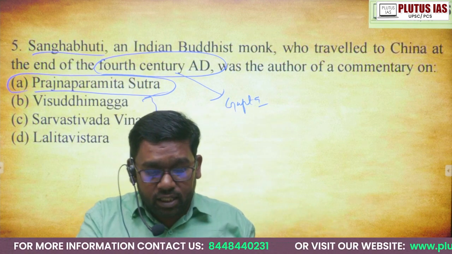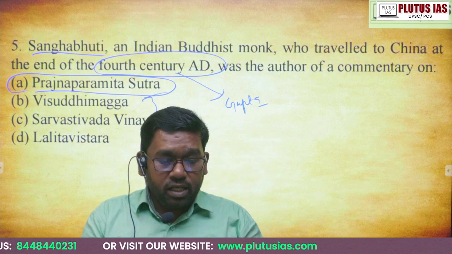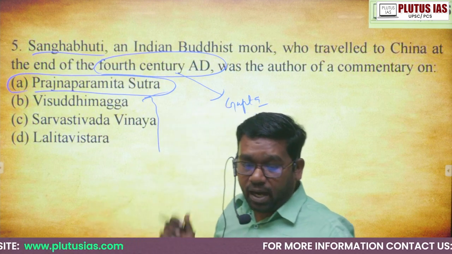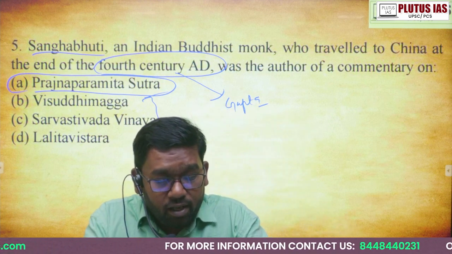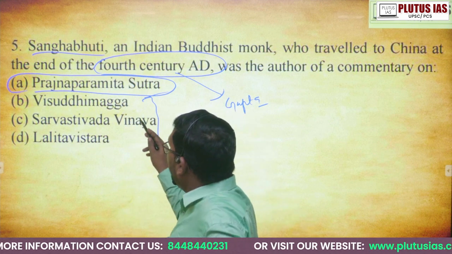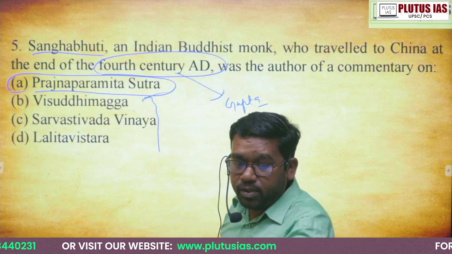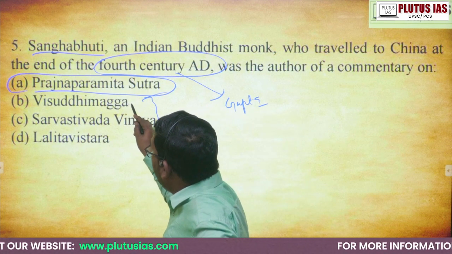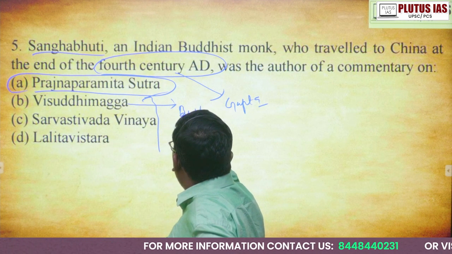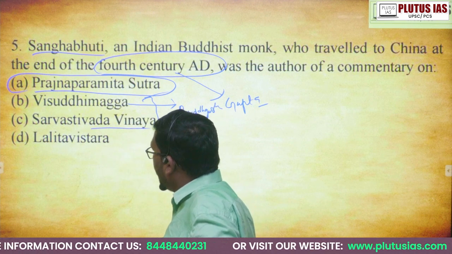If I discuss in detail what other books have been written by different persons: firstly, let me tell you about the Visuddhimagga. It is a comprehensive writing of Theravada Buddhism, okay? And it is written by Buddhaghosa, na? So we have this writing called the Visuddhimagga, written by Buddhaghosa. Then we have Sarvastivada Vinaya.